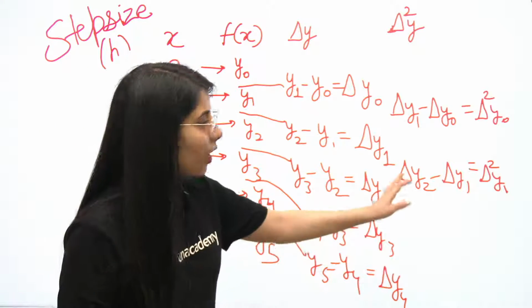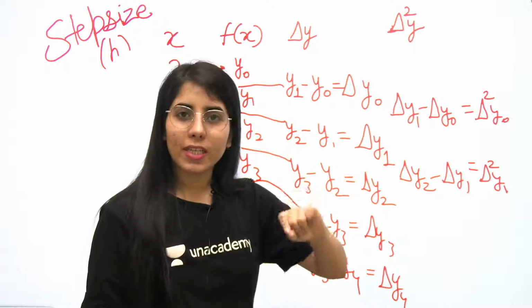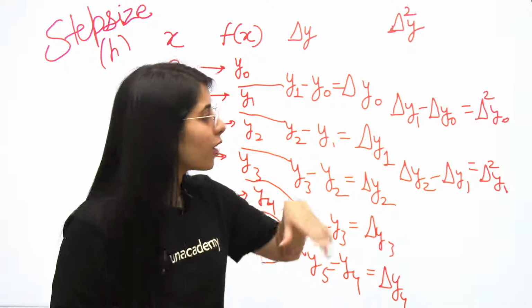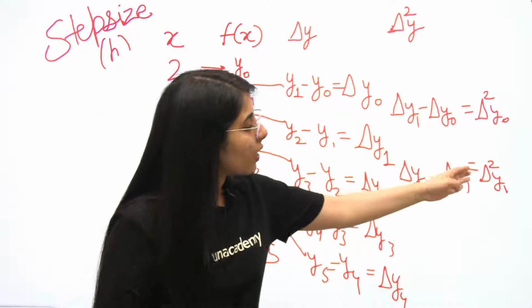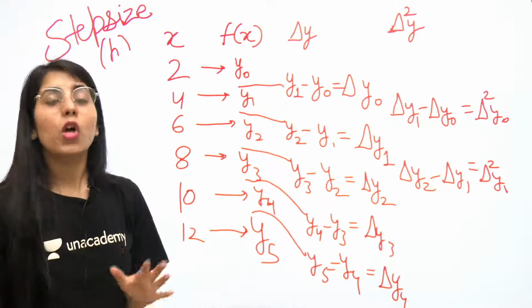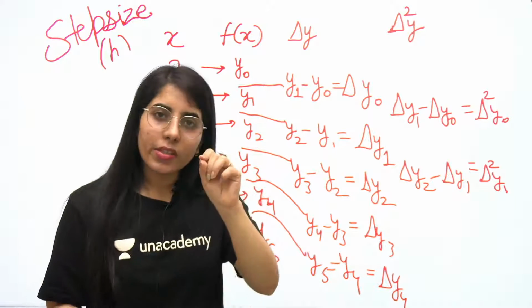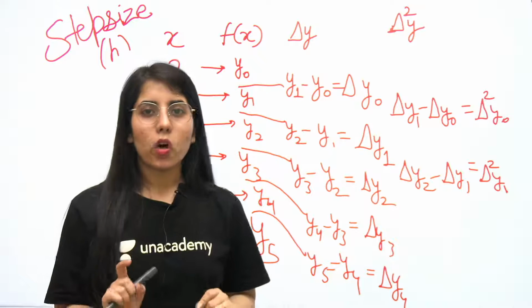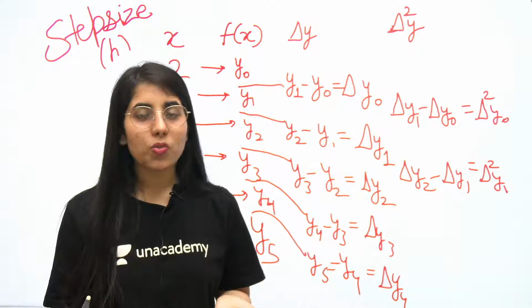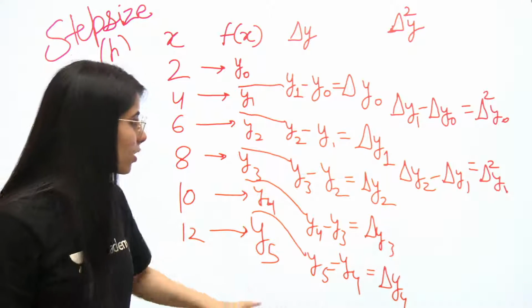That's how you will keep on finding the differences, and this is how you will get the values of delta y0, delta 2 y0, delta 3 y0 further. That will be delta 2 y1 minus delta 2 y0. This is how you will make the table until only one term is left in that particular column, because then you can't find its difference with any other value. Clear? So you will have to keep on making the table in this way.